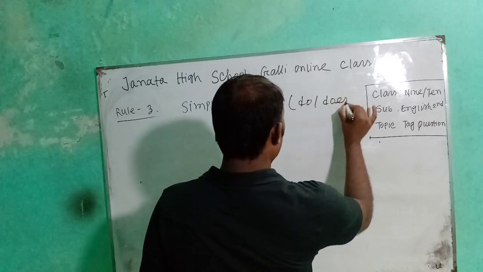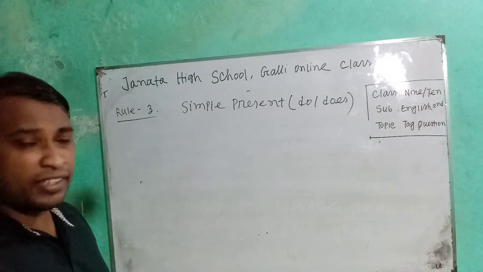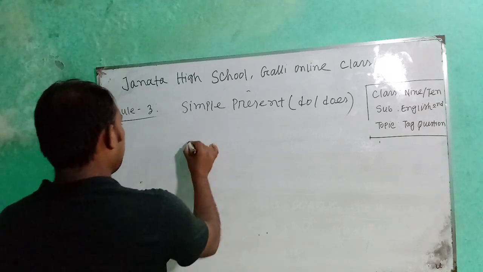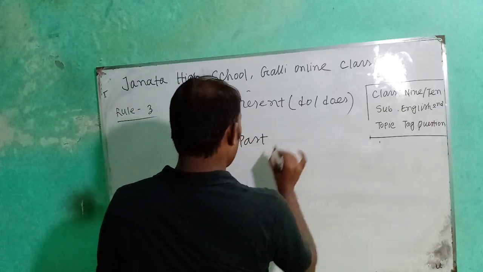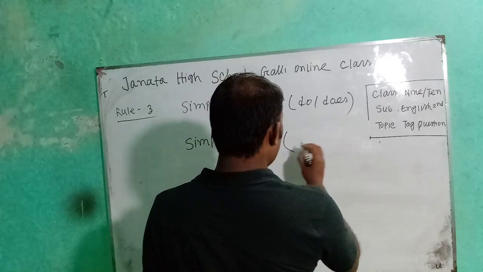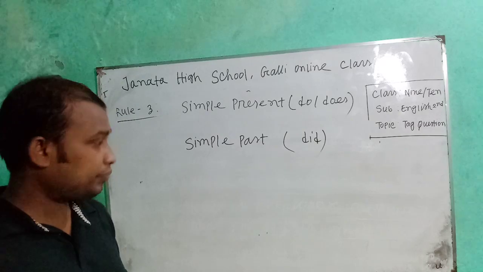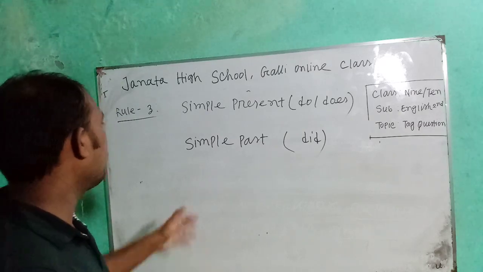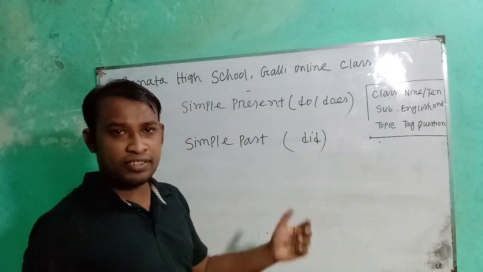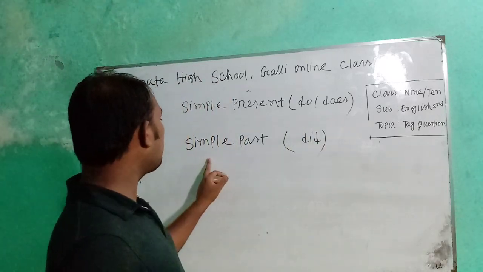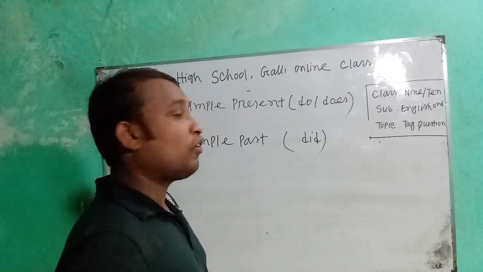Do or does as auxiliary verb. And if the sentence is simple past, we have to use did as auxiliary verb. As we have to use auxiliary verb, if the sentence is simple present, we have to use do or does, and if the sentence is simple past, we have to use did.